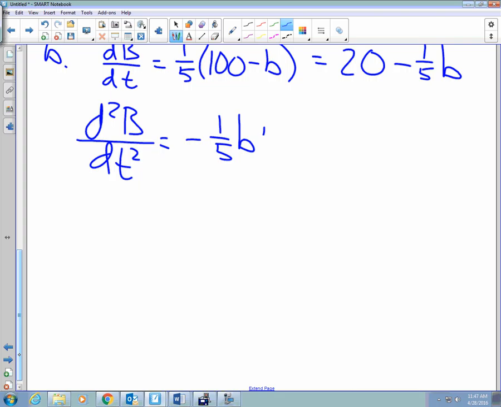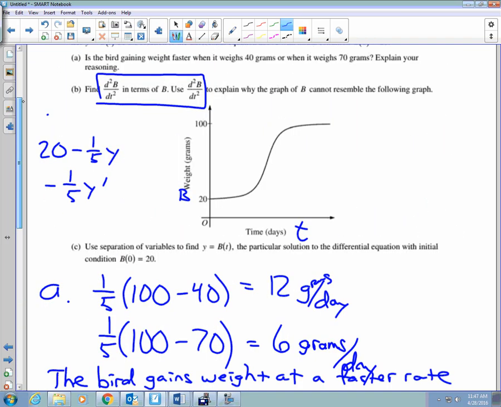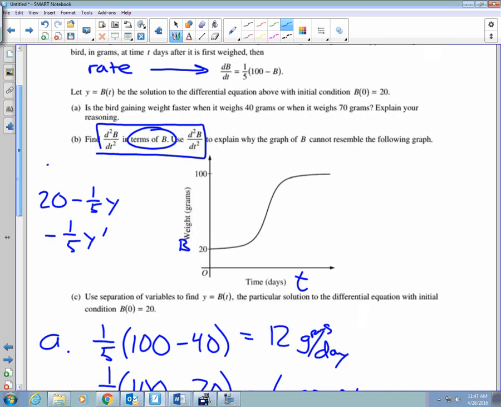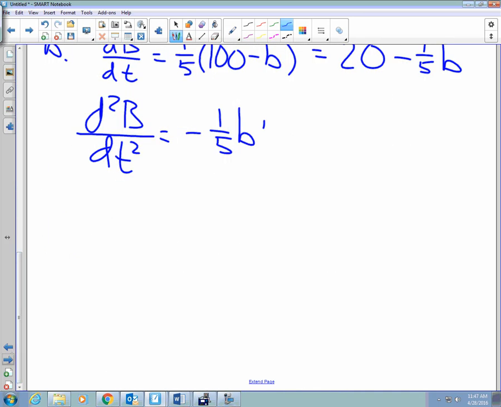So that's kind of tricky. That's why I picked this one out. They do give you a hint, folks. They do give you a hint that you were supposed to think about that, because it says in terms of B. Right now, this is solved in terms of B prime. So I'll write negative 1/5 times, what is B prime? What is B prime? 1/5 times 100 minus B.